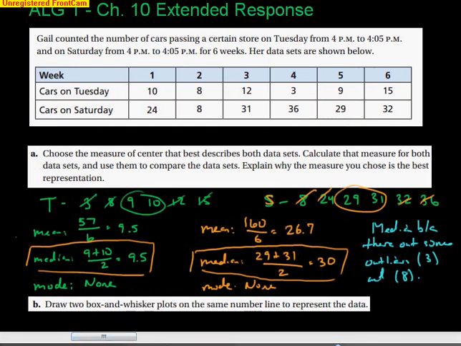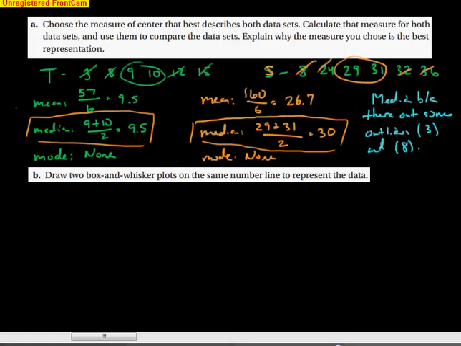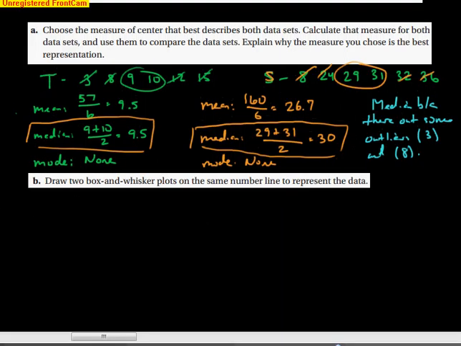All right. Next, it says draw two box and whisker plots on the same number line. Okay. So again, I will have them in numeric order. So 3, 8. This is Tuesday. 9, 10, 12, 15. I'll do the other one in orange, and again, I'll use two different colors when I do these number lines. That might be helpful for you too if you have two different colors while you're doing this.